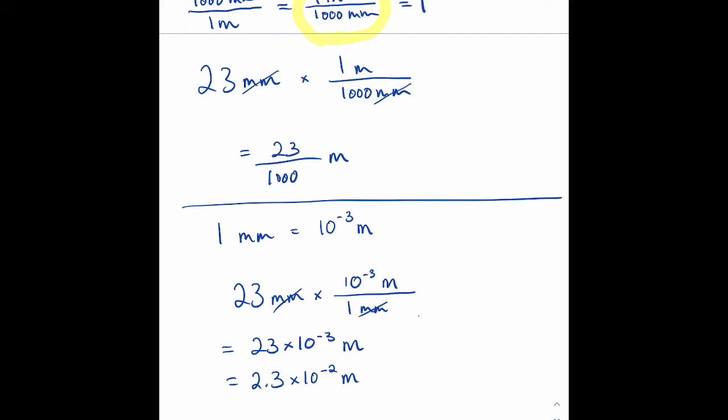So I've written it this way. I've written it this way. And another way to write the same thing would just be 0.023 meters, right? That's the same thing as 10 to the minus 2, because my 2.3 decimal place comes over 1, 2.